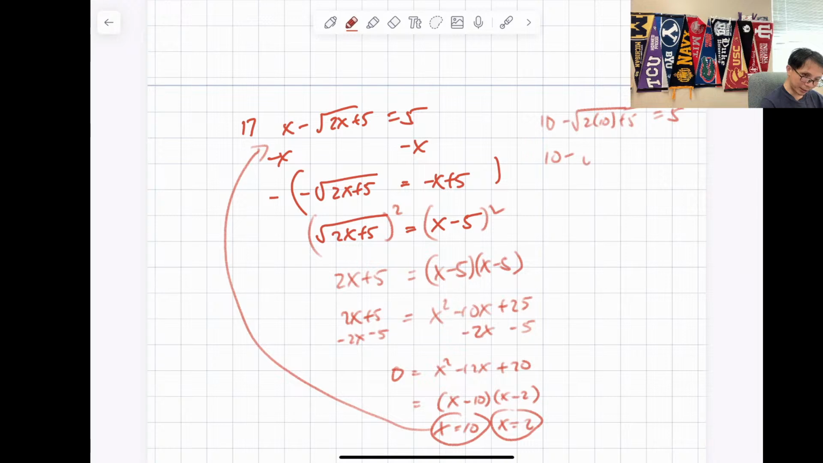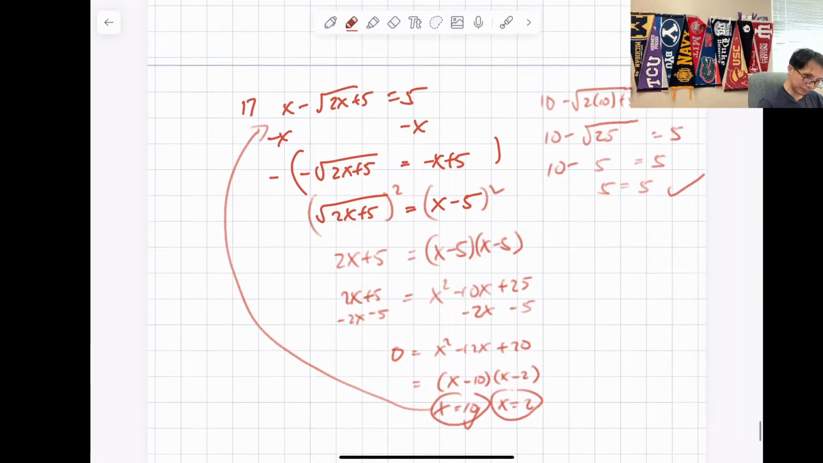So 10 minus 25 is equal to 5. 10 minus 5 is equal to 5. 5 equal to 5. This is check. So 10 check. I don't know if 2 check or not. 10 minus 2 times 2 plus 5.